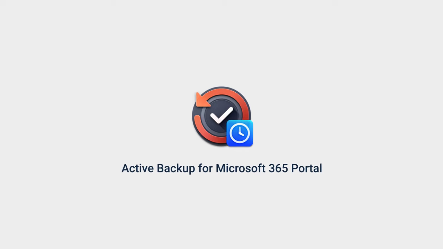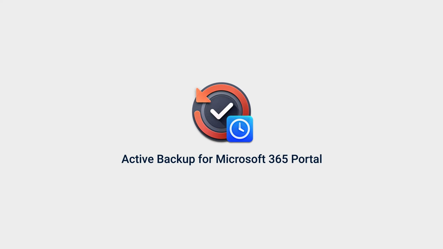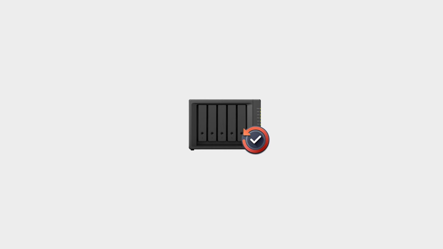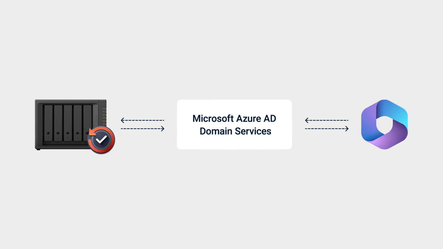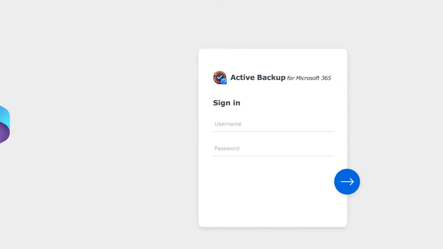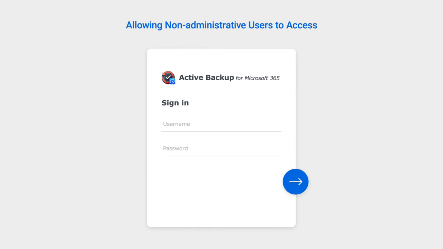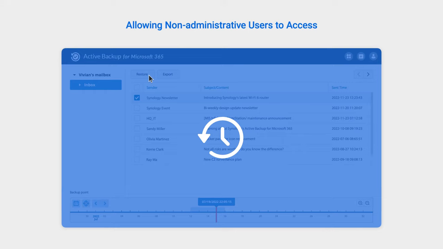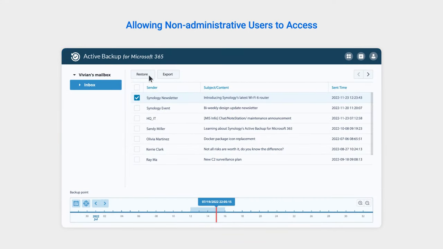Non-administrative DSM user accounts can also be granted access to the Active Backup for Microsoft 365 Portal, allowing them to restore data on their own for increased efficiency. If you have a large number of users who need to perform self-service recovery, you can join your Synology NAS to Microsoft Azure AD Domain Services. Users can then access the Active Backup for Microsoft 365 Portal using their Microsoft 365 accounts and restore files on their own. For detailed instructions, see the article on Implementing SSO with Azure AD Domain Services in the video description.